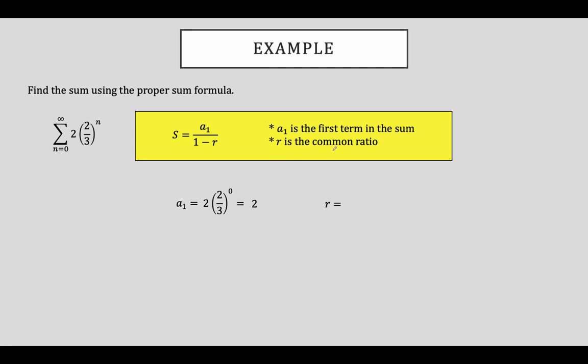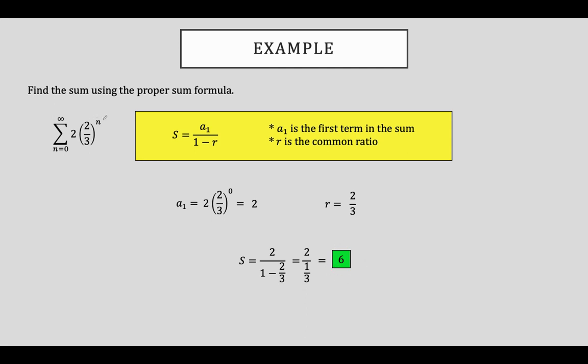We also have to know r. R, again, is whatever value is being raised to the exponent. In this case, the value that's being raised to the exponent is 2/3. So we plug that into our formula. S is equal to 2 divided by 1 minus 2/3. Well, 1 minus 2/3, that's 1/3. And 2 divided by 1/3, dividing by 1/3 is the same thing as multiplying by 3. 2 times 3 gives us 6 for our final answer.